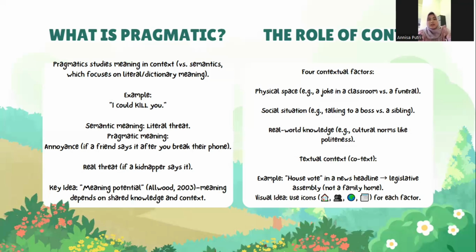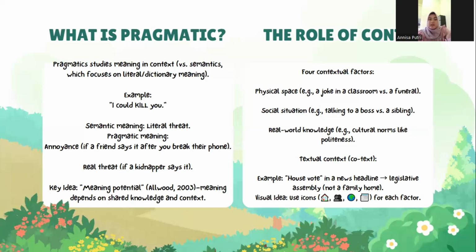There are four contextual factors. First, physical setting: a joke in a classroom versus a funeral. Second, social situation: talking to your boss versus siblings. Third is real world knowledge, cultural norms, for example, politeness. And last is textual context or co-text. The phrase "house hold" in a news headline refers to a legislative decision, not a family voting at home.